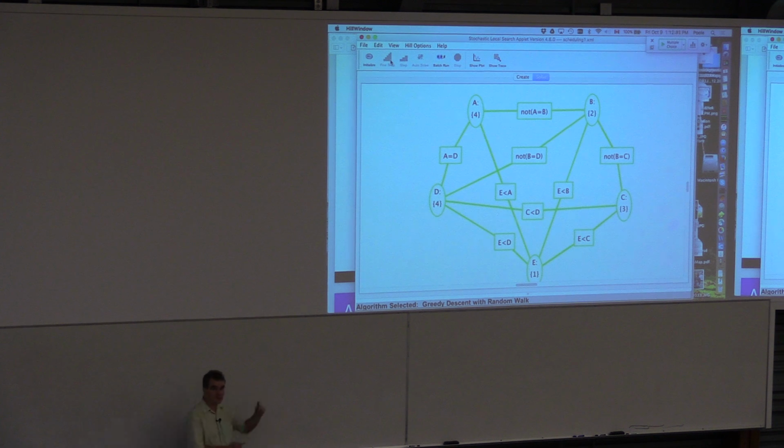Does it make sense what we're trying to do there? Just picking a variable, changing its value. We're checking the variable that looks best, and we're going to change the value for it. Any questions about that? All right.